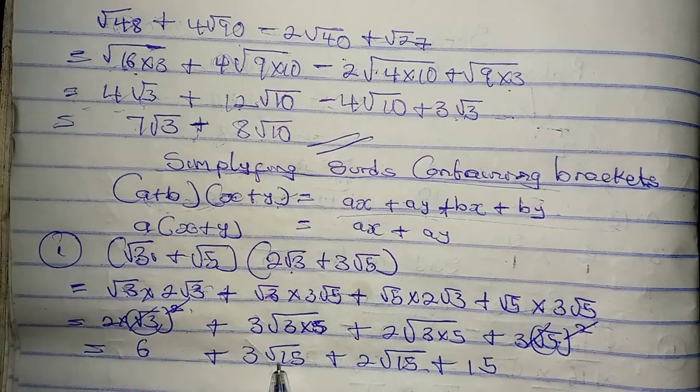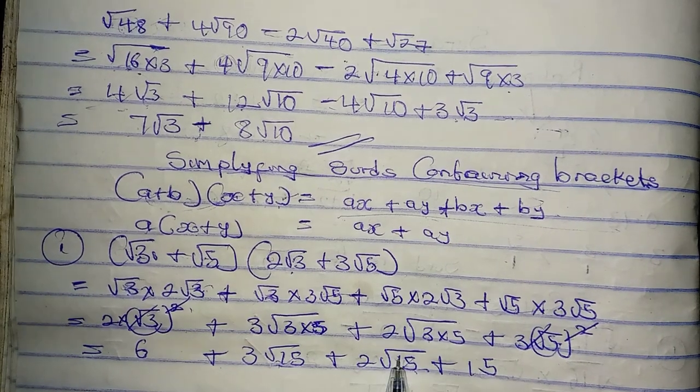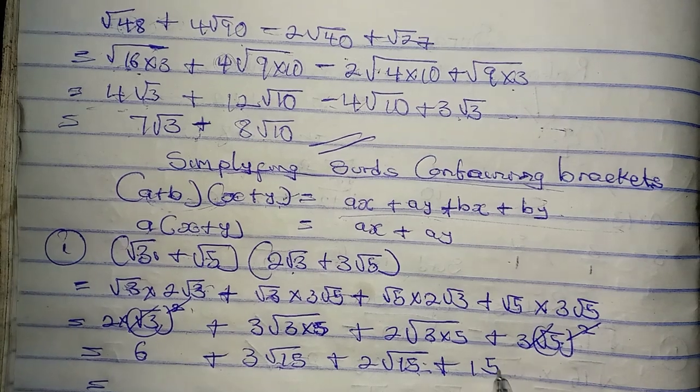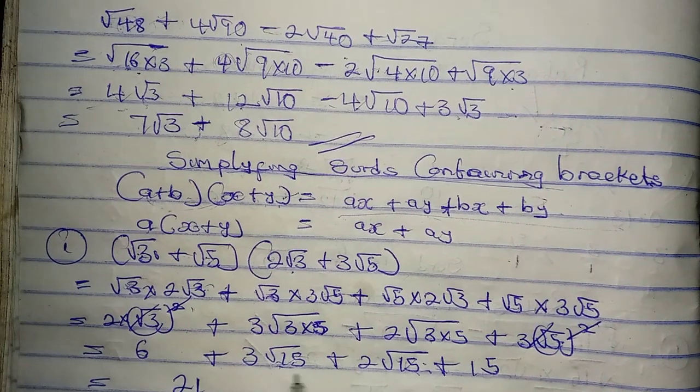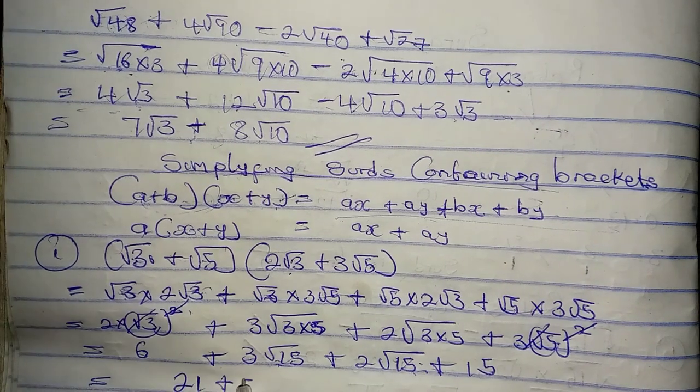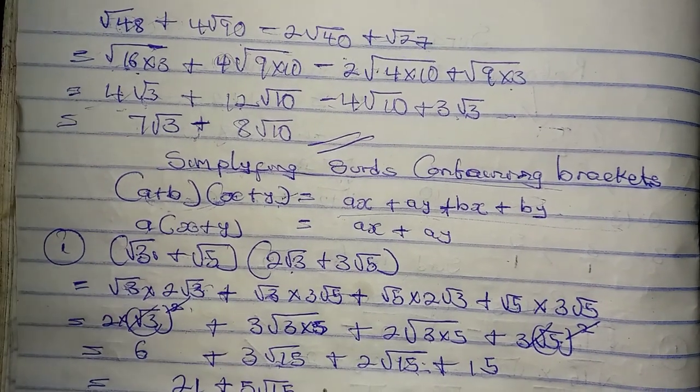Here now, it has like terms, since it's the same number under the root, you can easily add. So we have 6 plus 15 is 21, 3 root 15 plus 2 root 15 is 5 root 15. Therefore, this is our answer.